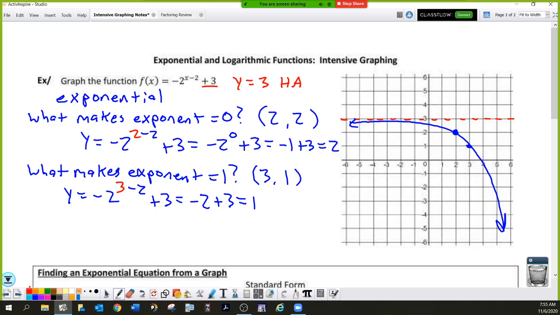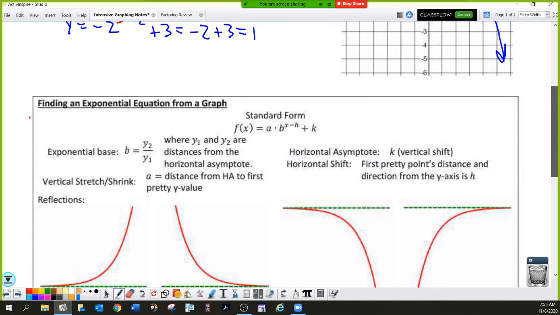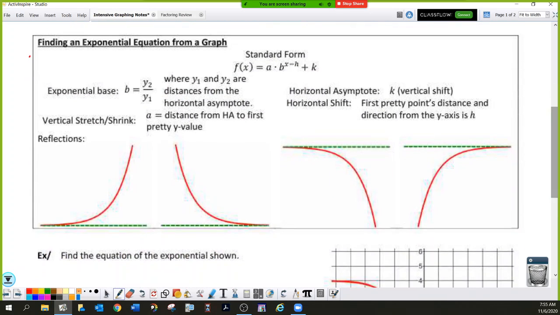So now I've got this box of information, and it's got a whole lot of stuff going on. And it's telling you how to find the equation of an exponential from its graph. And you know what? I'm going to teach it differently this year. I'm going to disregard most of what's in this box, because it requires my students to memorize too many things. I'm not a big fan of memorization. I'm a big fan of understanding.